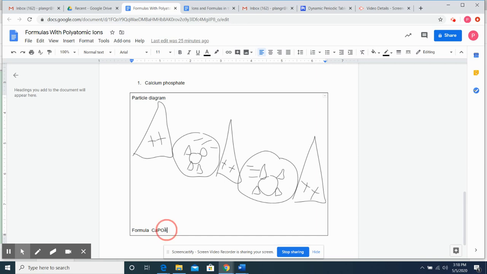First of all, I've got to make it a subscript. So I'm going to press Control, comma, to make it a subscript. There we go. And then I'm going to make this bigger, so Control, comma again. All right, so there's calcium phosphate.